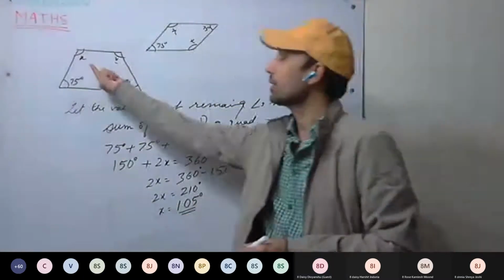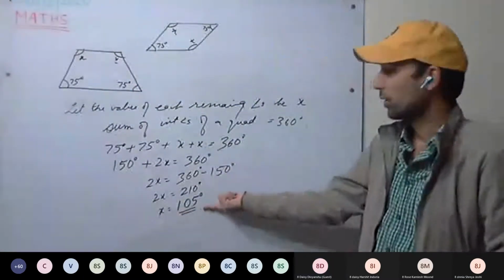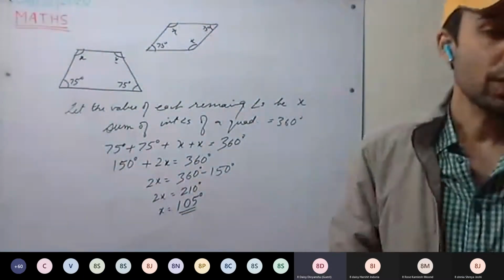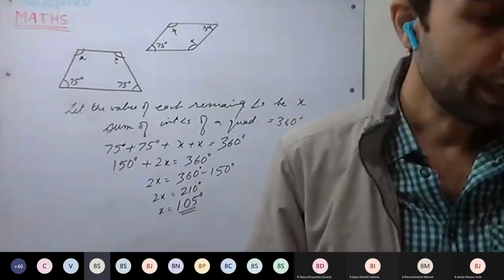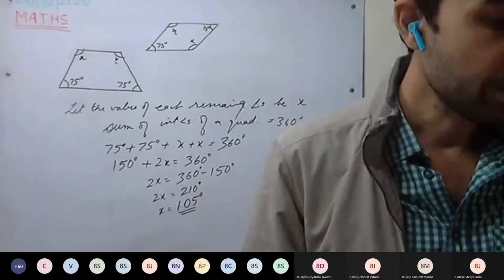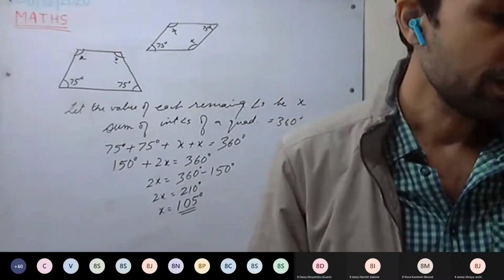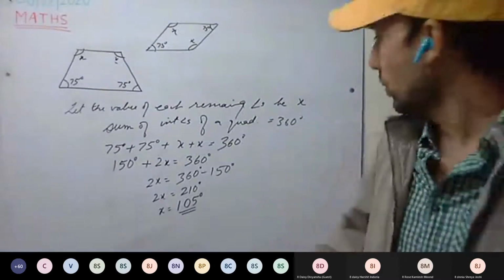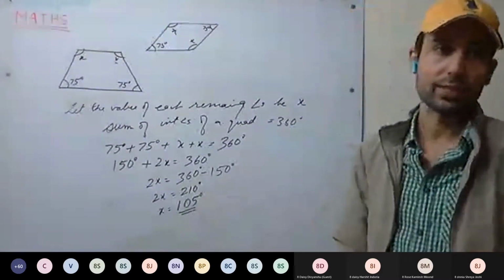105. So the remaining angles, each of them is how much? 105. So at last, what do you write? What you have to find? Find the magnitude of each of the equal angles. So the magnitude of each of the equal angles is equal to 105 degree. You have to write that. Okay.